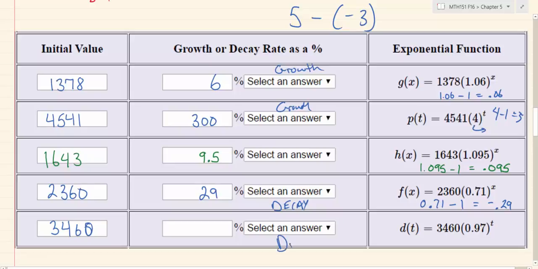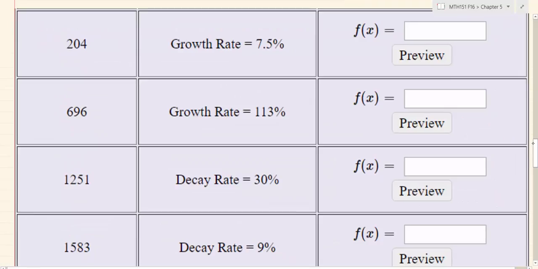This is going to be, again, a decay because you looked at the number and saw that it's between 0 and 1. How much of a decay? 3% decay. Now you make the formula. Initial value is 204. What's my base? I have a 7.5% growth: 1.075 to the x power. 0.075, right? Convert it into a decimal, and then add it to 1. And why 1? Because 1 is 100%, right?